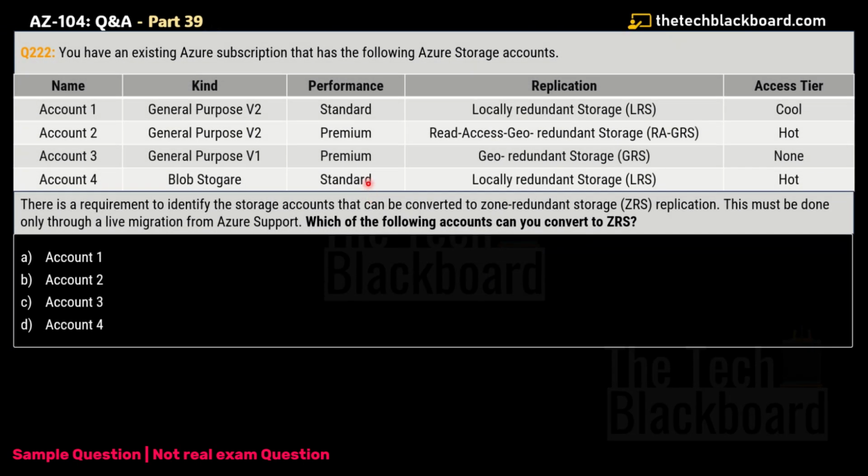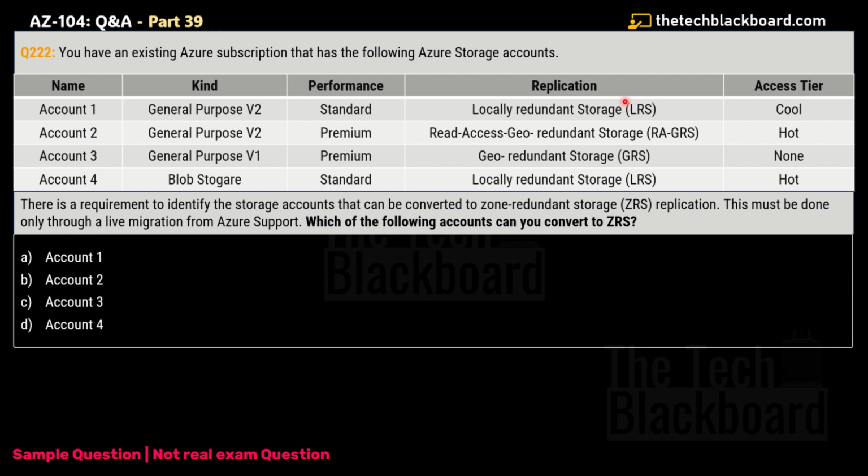Question number 222. It says that you have an existing Azure subscription that has the following Azure storage accounts. So here you can see that we have this table given here. We have accounts 1, 2, 3, 4. Then the kind is also given. We have general purpose V2, V2, V1, and the last one is blob storage. Please mind, we are also given the performance, standard and premium. You can read that. Then we are also given the replication. I just mentioned there are different kinds of replication. So once again, we are encountering that.